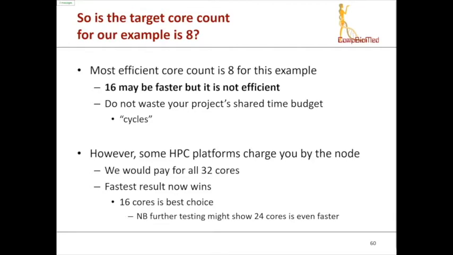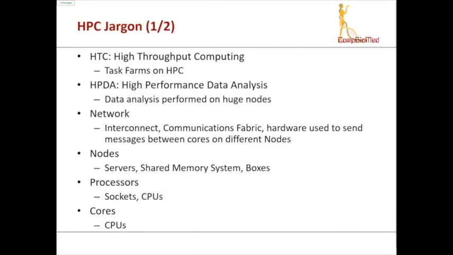Okay, so I have only 3 slides left. I just wanted to present briefly some jargon that you're going to hear in the world of HPC. First is high throughput computing, which is essentially task farms on HPC. So you'll have hundreds or thousands of jobs, and they're all independent, but they can be parallel themselves, and they are farmed out by a single master job to all the available processes.